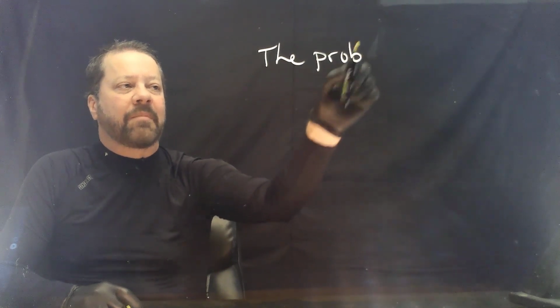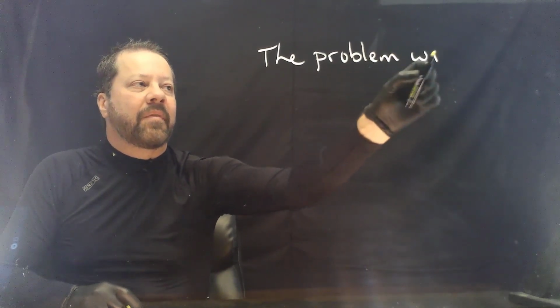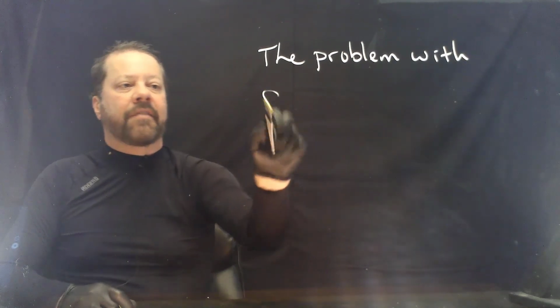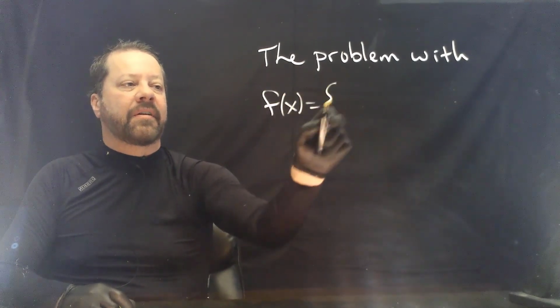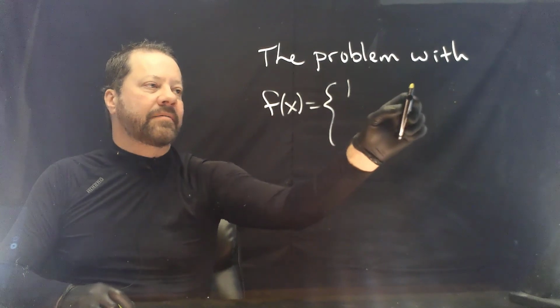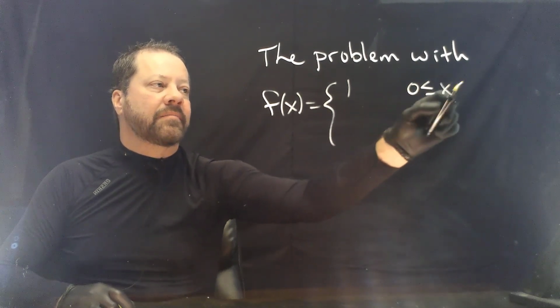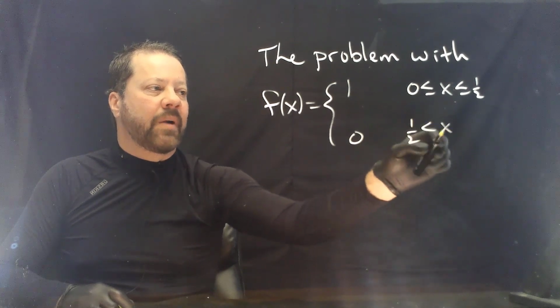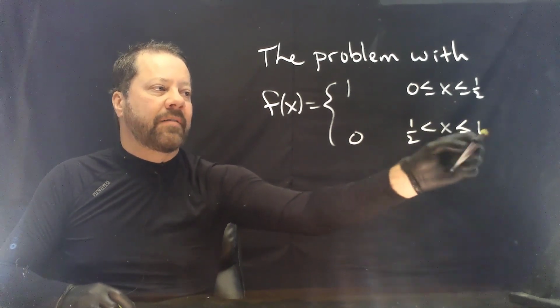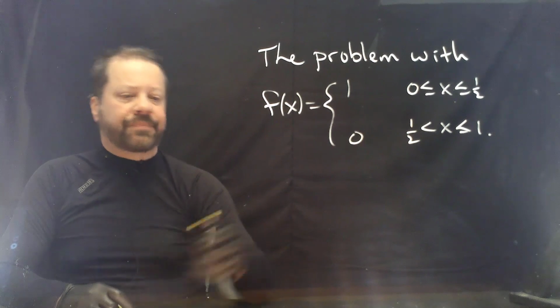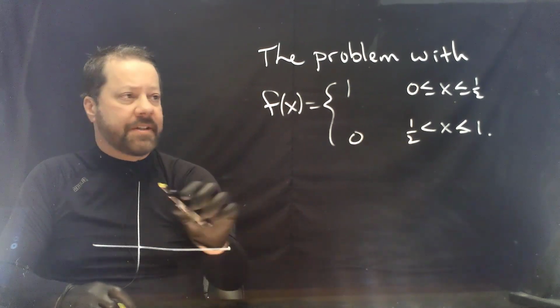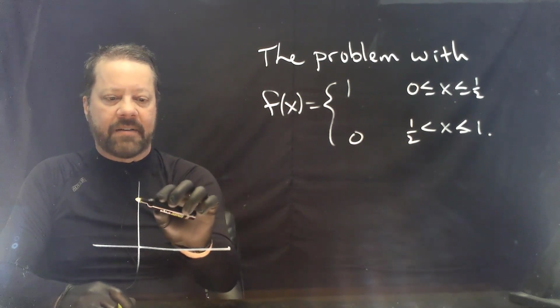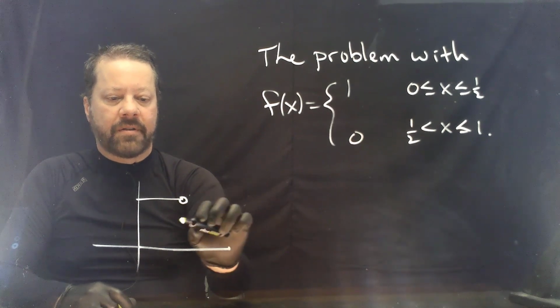The problem with our function f of x equals 1 and between 1/2 and 1 we have a value of 0 is that our Fourier series gave us something that converged to this.